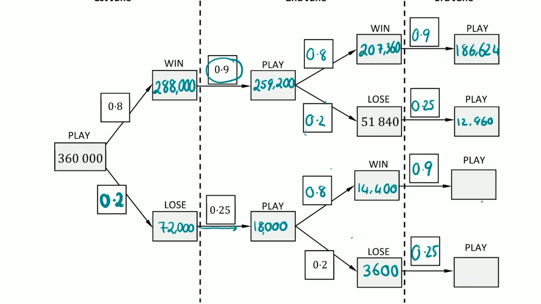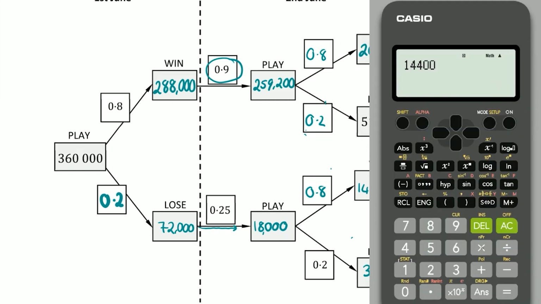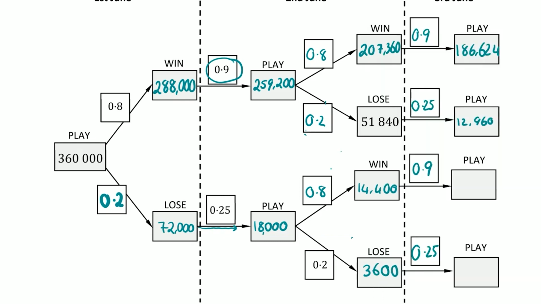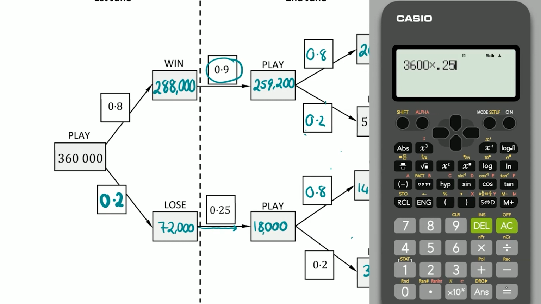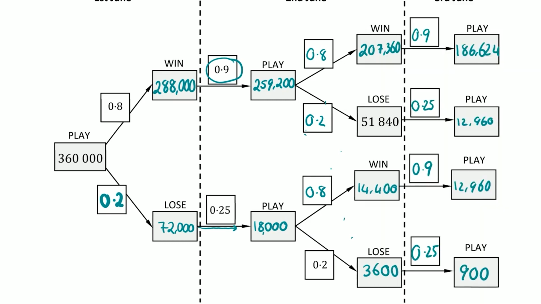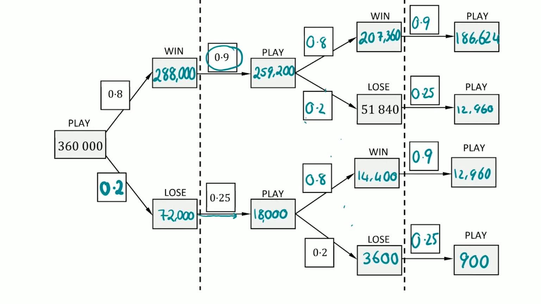Of 14,400, 90% will play again, that's 12,960. 25% of 3,600 will play again, and that's 900 people. So there we have it. Our box is completely filled out. And for getting all the correct answers, you're going to get a total of 10 marks for filling out this tree diagram.